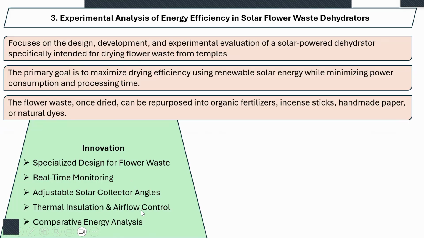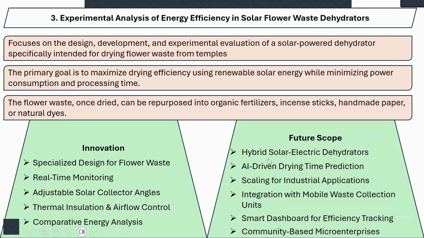It uses eco-friendly insulating materials and a DC fan system to control the internal air circulation for uniform drying. Comparative energy analysis. So it evaluates the solar energy utilization rate, drying time versus energy gain, and carbon footprint reduction compared to the electric dryers.